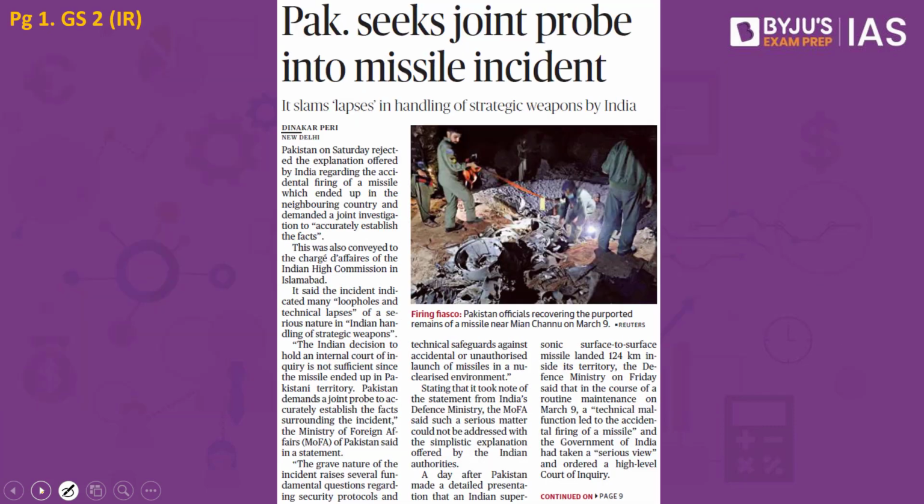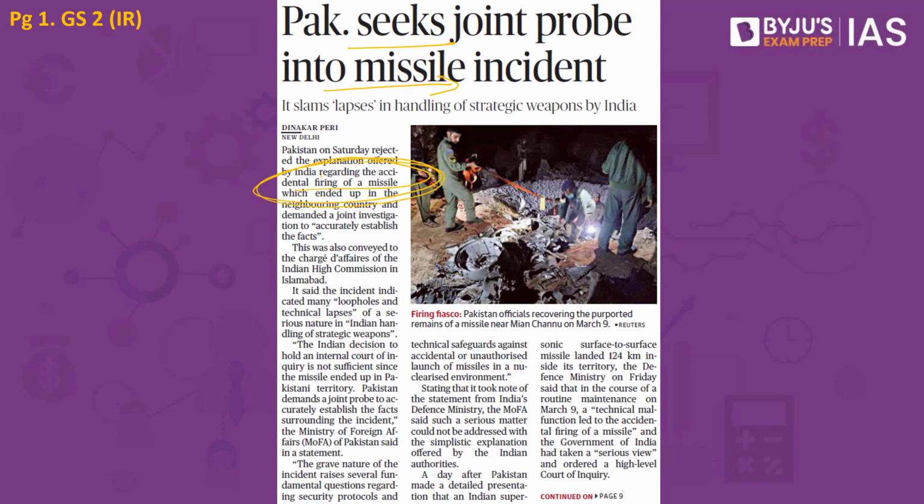Now let's look into the next article. This article says Pakistan seeks joint probe into missile incident. This article has been explained in yesterday's daily quiz fact of the day. Kindly look into it. What are we speaking about? We are speaking about the accidental firing of a missile, which has been explained in our yesterday's daily quiz.